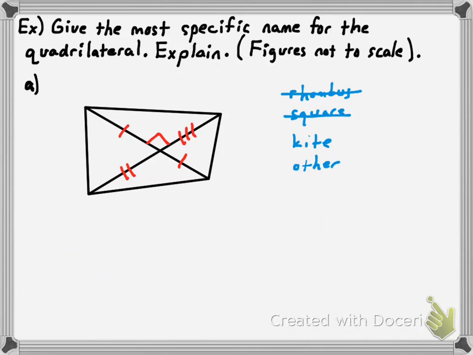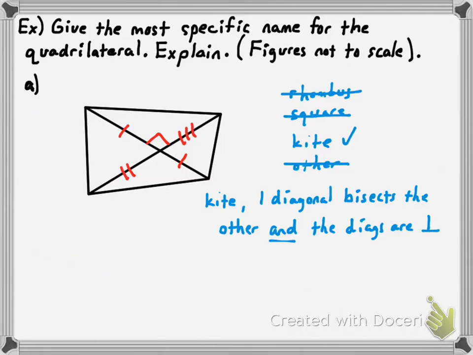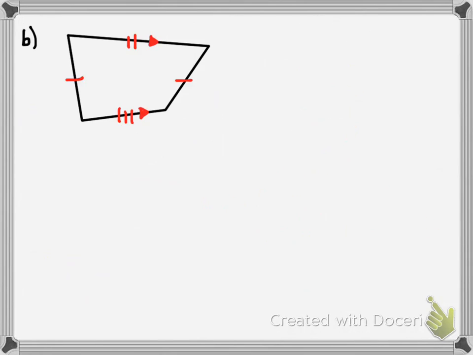And since we do have one diagonal that bisects the other, what that means is it is going to be a kite. It's not going to be another thing. So if ever you have perpendicular diagonals and one diagonal bisects the other one, guaranteed that you're going to have a kite. And your explanation can be that one diagonal bisects the other and the diagonals are perpendicular to one another.